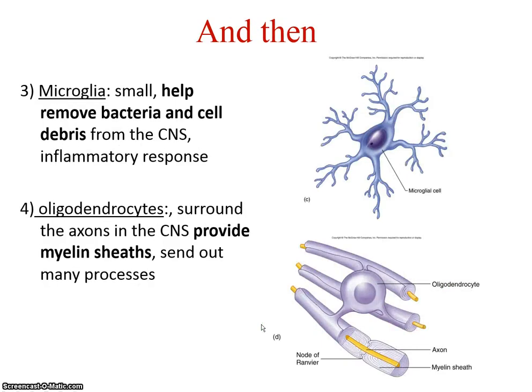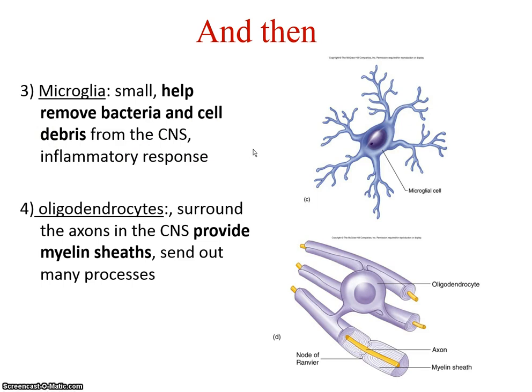All right? Microglia are the cleanup, right? They are those phagocytes, and they have a different appearance to them. They look kind of like astrocytes, but that's a little bit deceptive. They're small, but they remove cell debris and bacteria from the central nervous system, and they control inflammatory responses, that's a very, very important function.